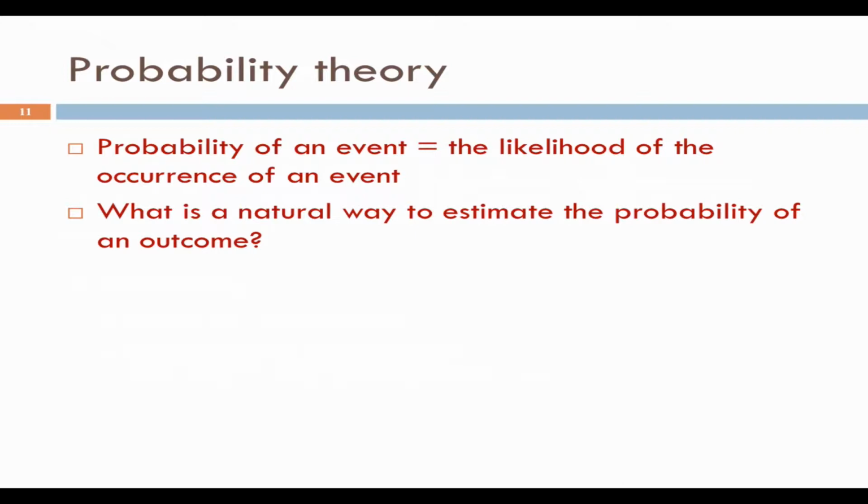First of all, whenever we talk about probability, to put that in mathematical language, you are talking about the probability of an event. And that is defined as the likelihood of the occurrence of this event. Basically, what is the likelihood that this event happens? That is called the probability of an event. And if you think about it, there is a very natural way to estimate this probability.